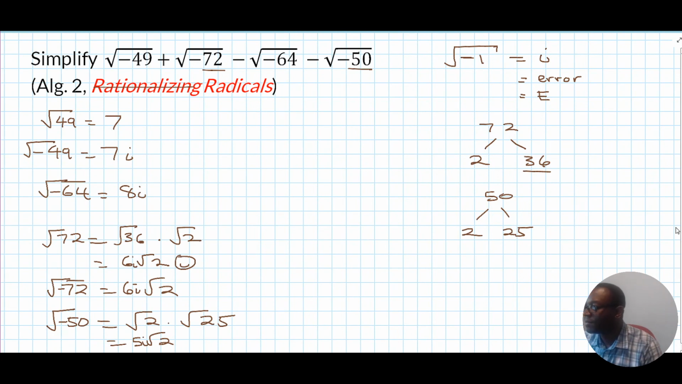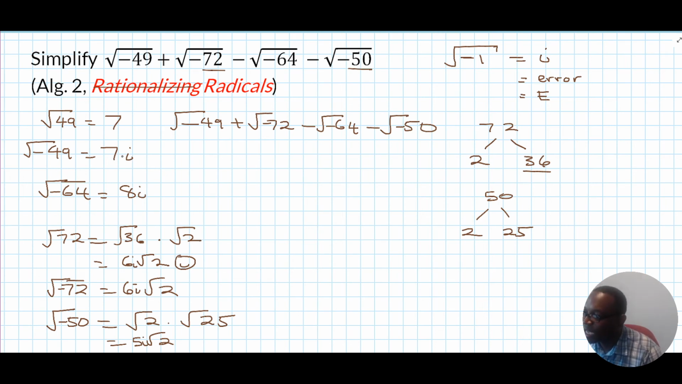So we have negative square root of negative 49 plus square root of negative 72 minus square root of negative 64 minus square root of negative 50. Let's go ahead and replace all of this with their imaginary numbers. Here we have 7i plus 6i square root of 2 minus 8i minus 5i square root of 2. So we're going to group common terms together again. So 7i minus 8i plus 6i square root of 2 minus 5i square root of 2.